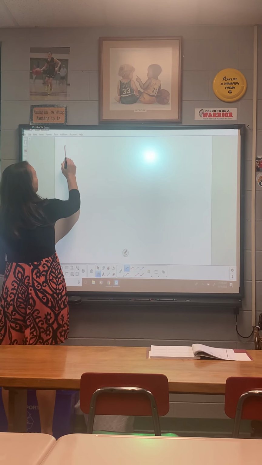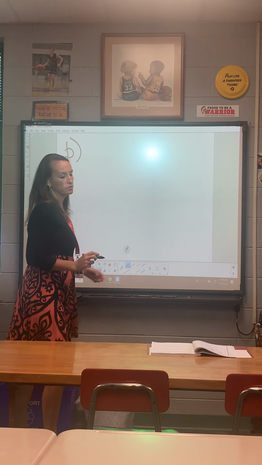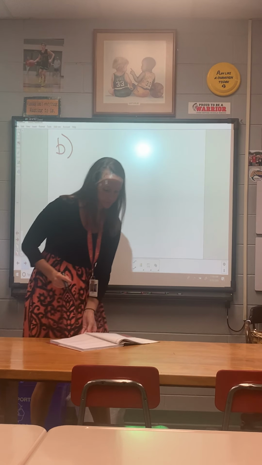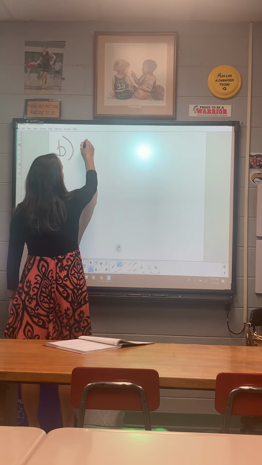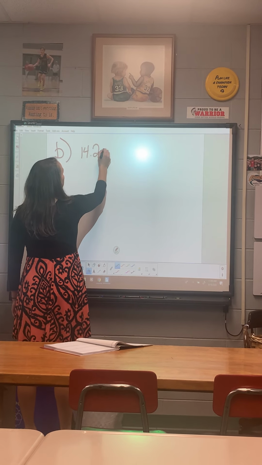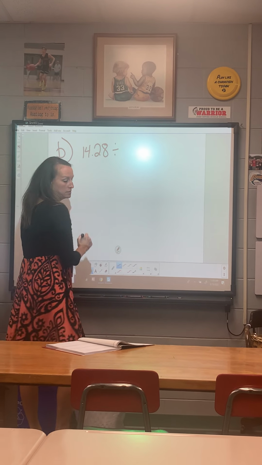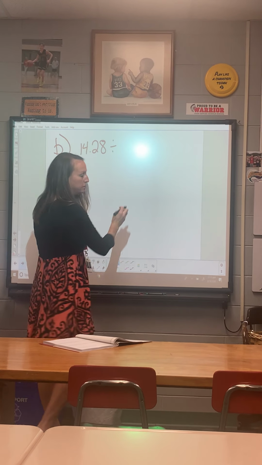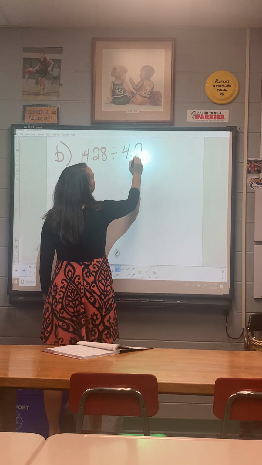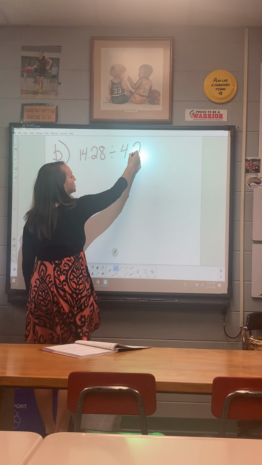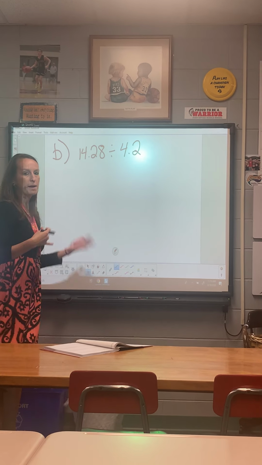Okay, so this is B. It's not labeled 1, 2, 3. It's just labeled A, B, C. So this is 14 and 28/100 divided by 4 and 2/10. Okay. So again, the very first thing I do is just rewrite my problem.